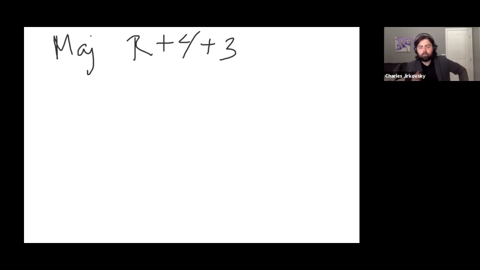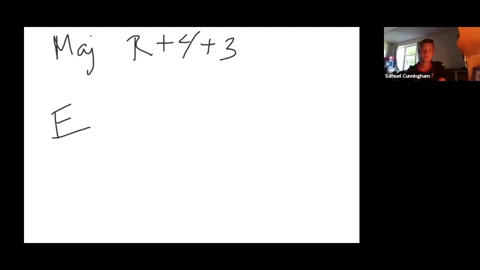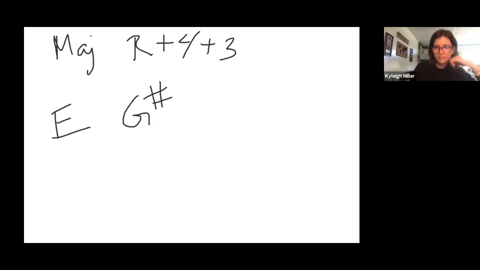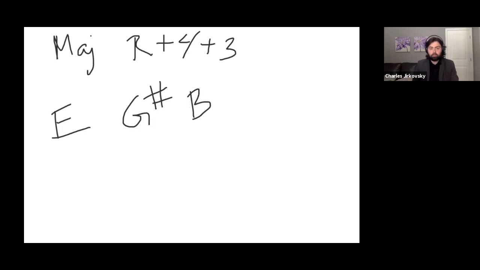So someone give me a chord, please, a major chord. E. E, thank you. What's the root of E? E. The root is always going to be the name of the chord. What's 4 half steps higher than E on your piano? G sharp. What's 3 half steps higher than G sharp? B. Thank you. And that's your answer. And then you can still invert that, or you can put different notes in the bass. You can do whatever you want, but those are your notes.